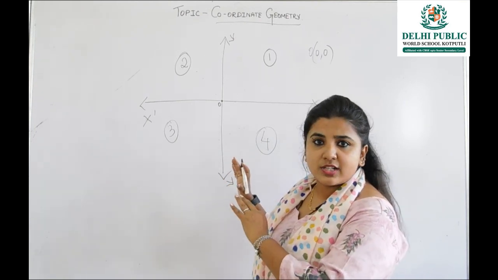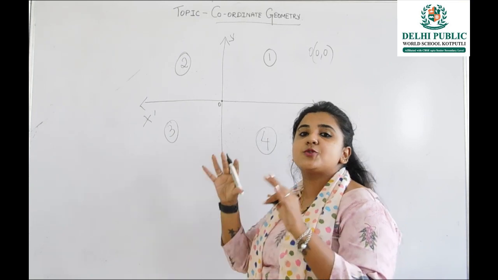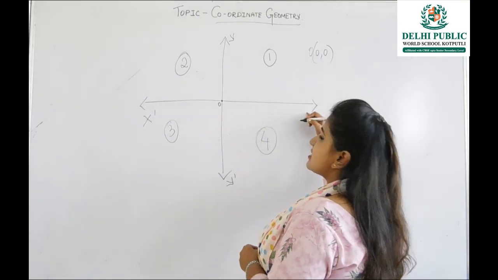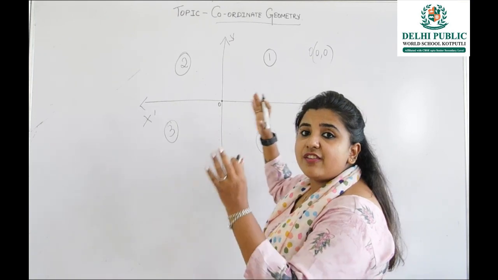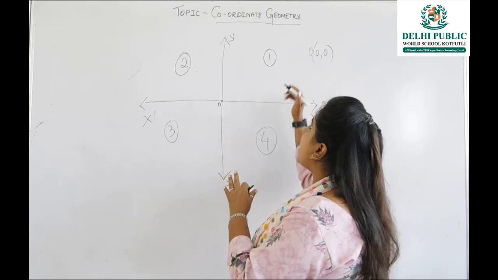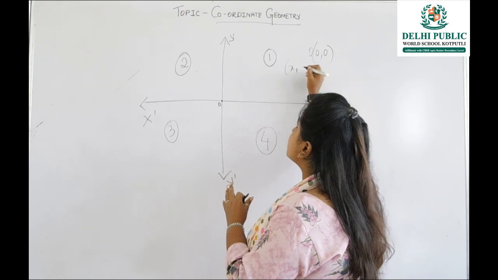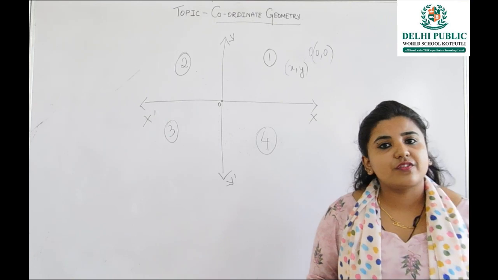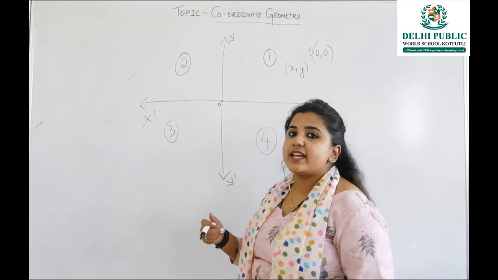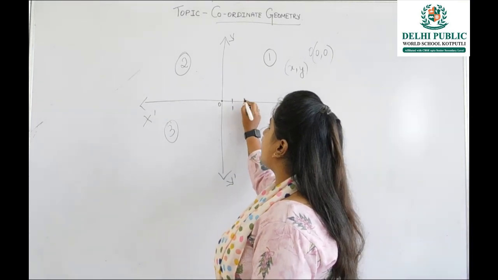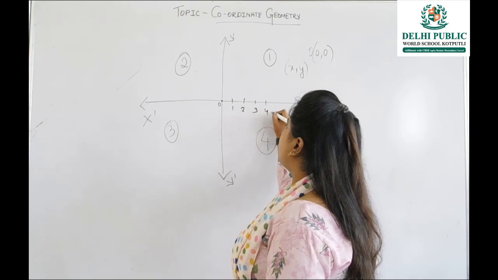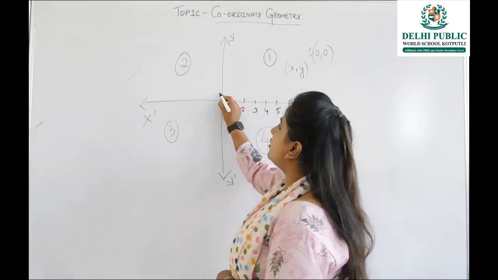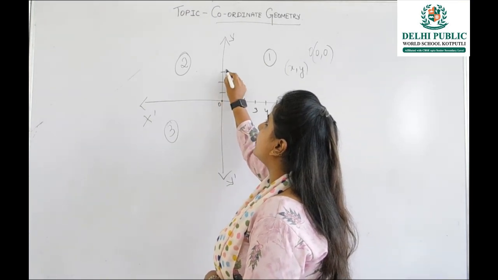Now coming to quadrant solving, how can we understand which point is lying in which quadrant? For example, we see this is the positive x-axis. Whenever we write the coordinates, first we write the x-axis coordinate, then we write the y-axis coordinate. So first we'll write the x-axis coordinate. Like if we see here, 1, 2, 3, 4, 5, 6, 7 and so on. And here also these are positive y-axis coordinates.